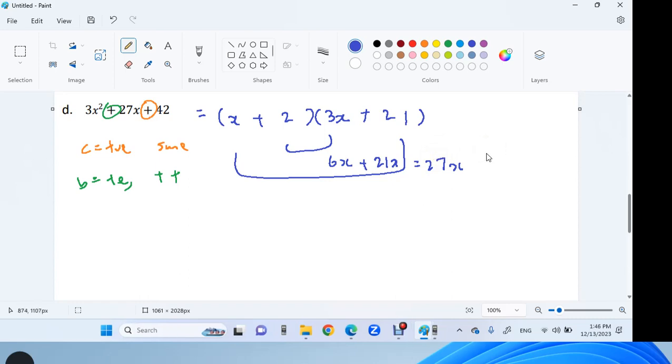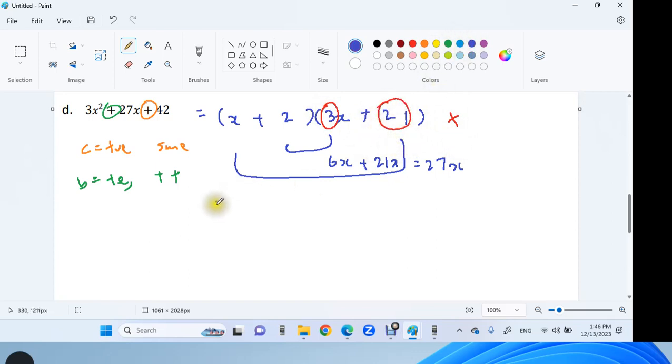Normally for this kind of question, the question will say to factorize completely. So if you leave it as a final answer, then it is not factorized completely. Why? Because this is a multiple of 3.